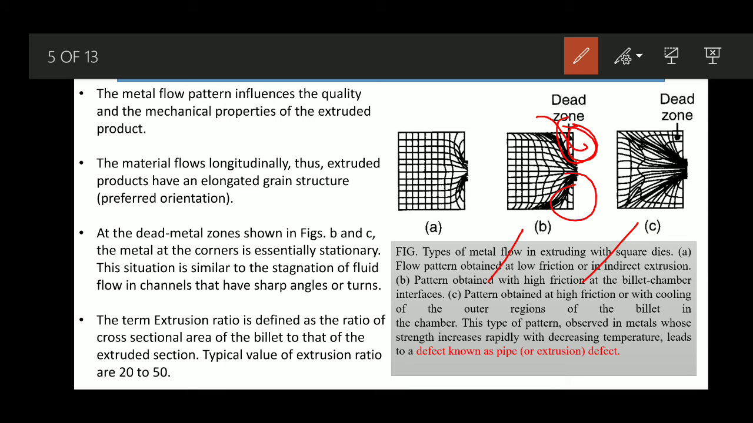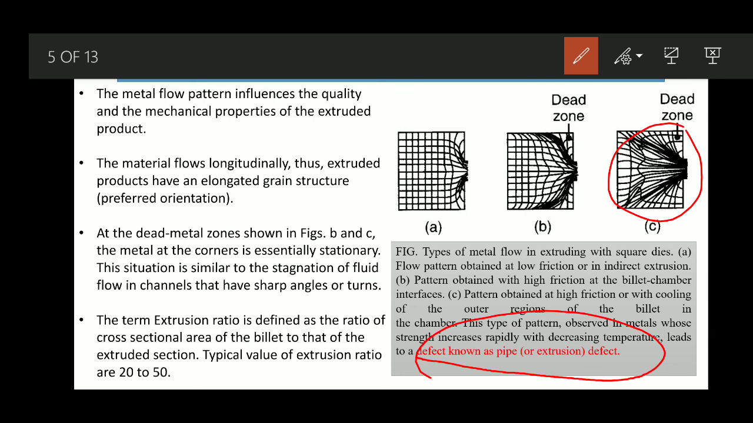Now in this third figure, it shows a pattern obtained at high friction or with cooling of the outer regions of the billet in the chamber. This type of pattern is generally observed in the case of metal whose strength increases rapidly with decreasing temperature. Because of that there is a problem associated: sometimes a defect known as the pipe or extrusion defect is formed. As you can see, it is a vigorously disturbed flow pattern that we are getting. Now this is about it.